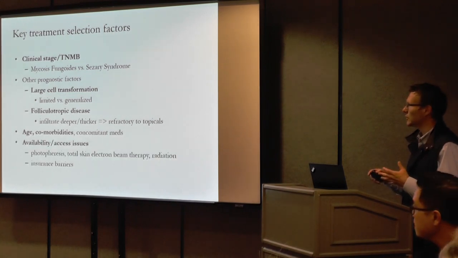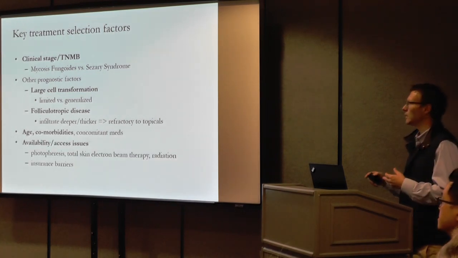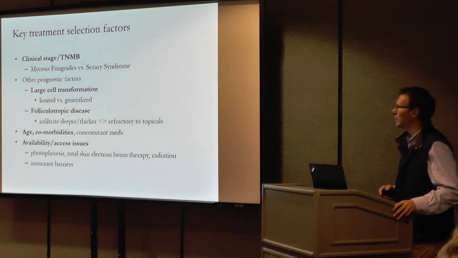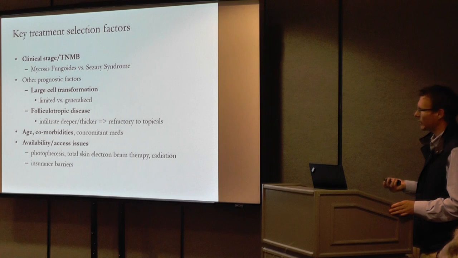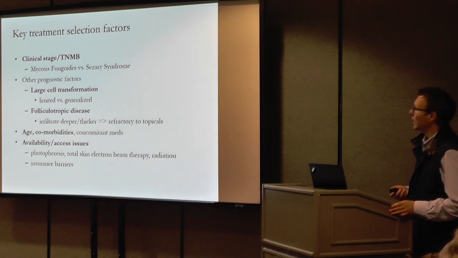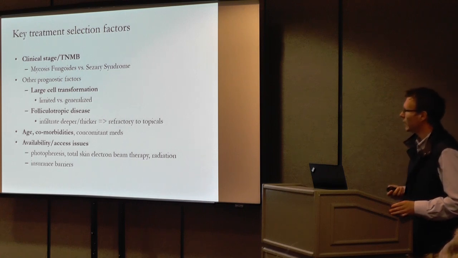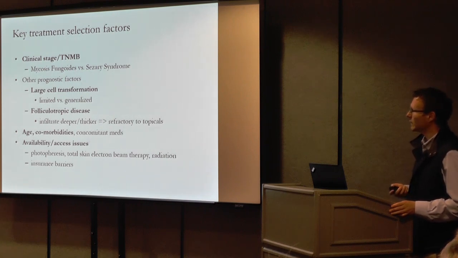And then access issues and insurance issues, unfortunately, are huge. Things like photopheresis are not available to everyone everywhere. Total skin electron beam therapy similarly is not available in lots of places. And there are lots of insurance hurdles for people to come to those places.